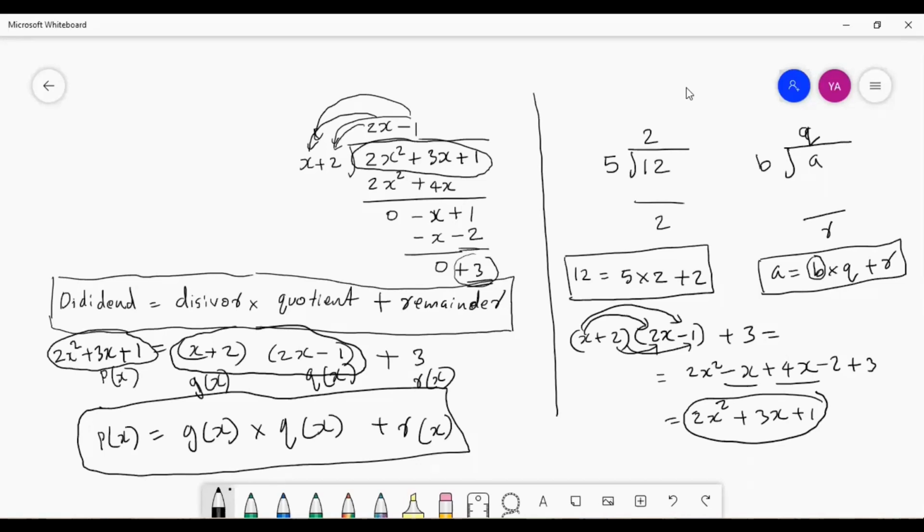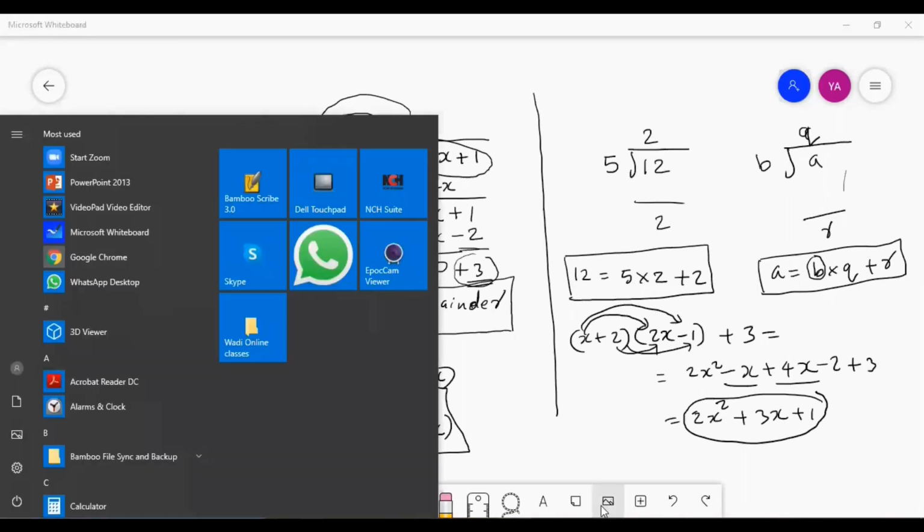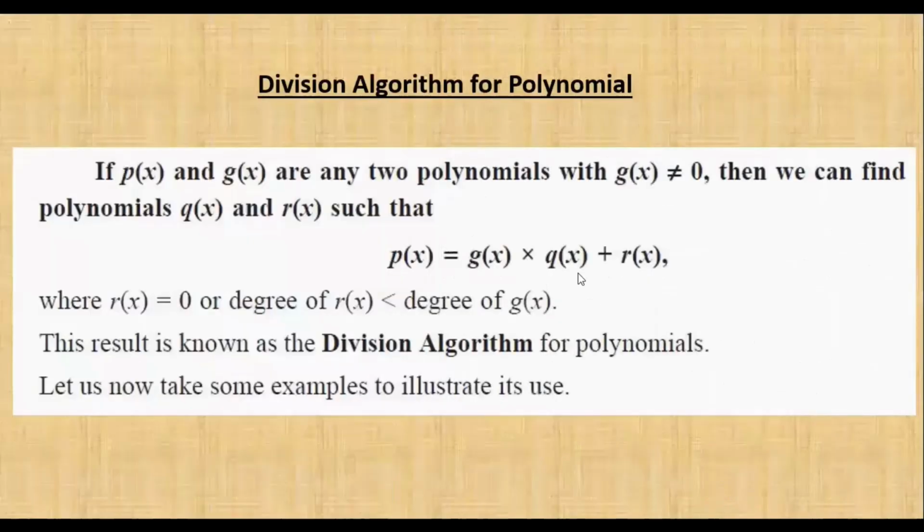You know that this relation holds for real numbers, and now we extend it to polynomials. For polynomials also this relation holds, and we simply give it the name division algorithm. So division algorithm means: for two polynomials p of x and g of x, with g of x not equal to 0, we can find polynomials q of x as quotient and r of x as remainder, and we can write the relation between these four as p of x is equal to g of x into q of x plus r of x. This is called the division algorithm for polynomials.